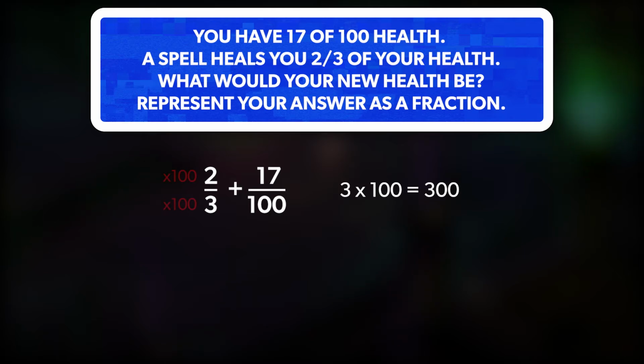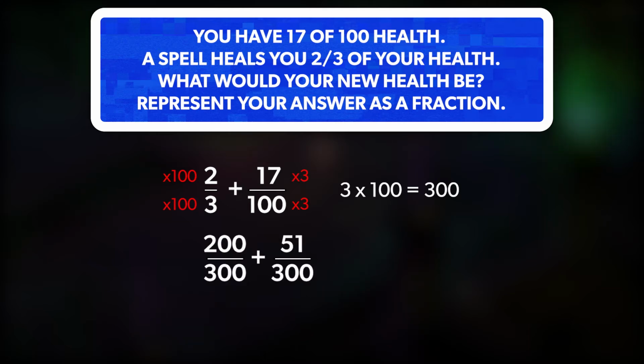So let's multiply the top and the bottom of the first fraction by 100, and the top and the bottom of the second fraction by 3. Our new equation is 200/300 plus 51/300. Add them together, and our health is 251/300. Always check at this point if your fraction can be reduced.